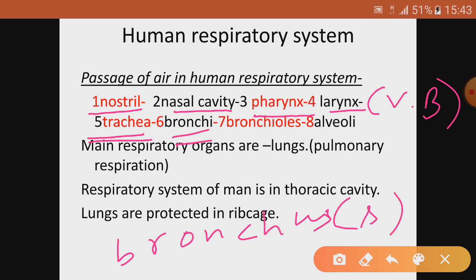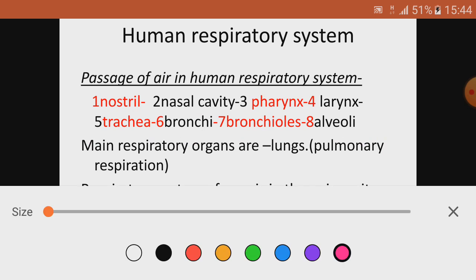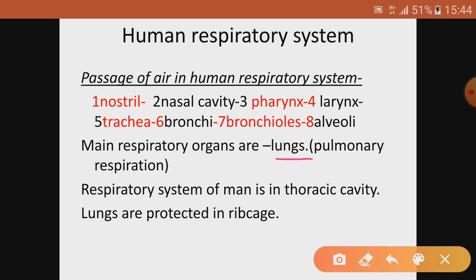Now bronchi get inside the lungs and get further branched into finer tube-like structures called bronchioles. Ultimately, they terminate as balloon-like structures called alveoli. The main respiratory organ of human beings is the lungs. That's why we are said to have pulmonary respiration.